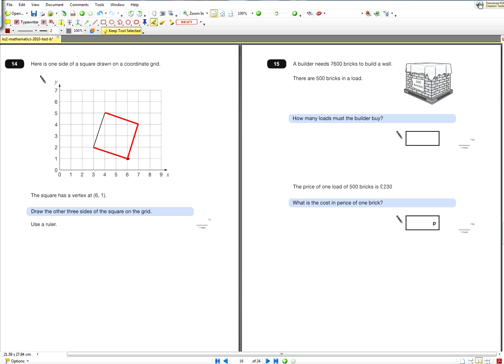Okay, question number 15. A builder needs 7,600 bricks to build a wall. There are 500 bricks in a load. How many loads? Let's have a look. So, what calculation did you do for this one?